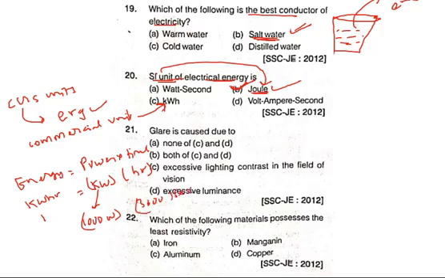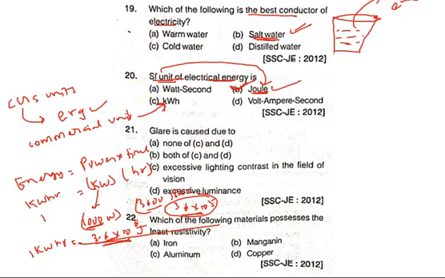Sometimes in the exam they will ask you, 1 kilowatt hour equals how much value? What we have to choose? From 1000 watts and 3600 seconds, we can write 36 into 10 power 5, right? So based on this, we can write 3.6 into 10 power 6 joules. Very, very important.